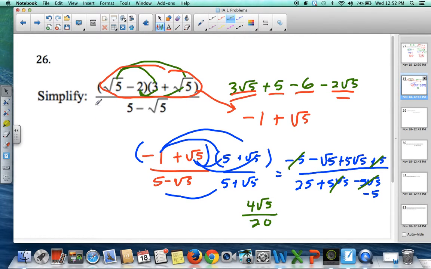So it says simplify, and we have done the major part of simplifying, but we didn't finish because 4 over 20 can be reduced to 1 over 5, so it's the square root of 5 over 5. So this would be the final answer we're looking for. All right, next problem.